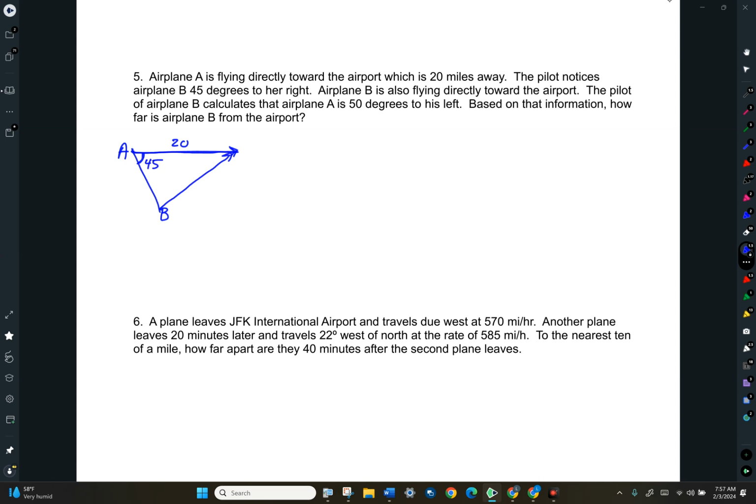The pilot of airplane B calculates that airplane A is 50 degrees to his left. So I think they're saying this angle is 50 degrees. Based on that information, how far is airplane B from the airport? So we're trying to find this side of the triangle. Okay, so I think that gives you enough to set up. Let's see. How about we look at number 6?